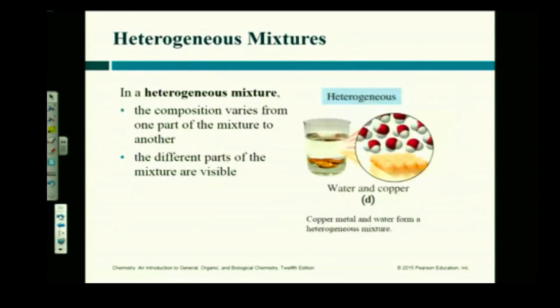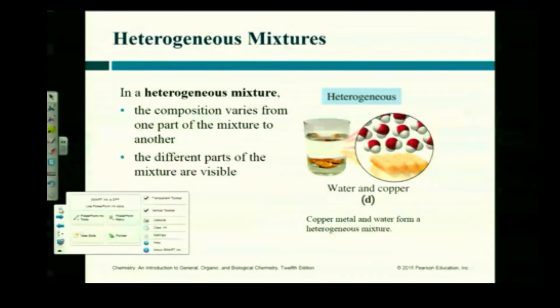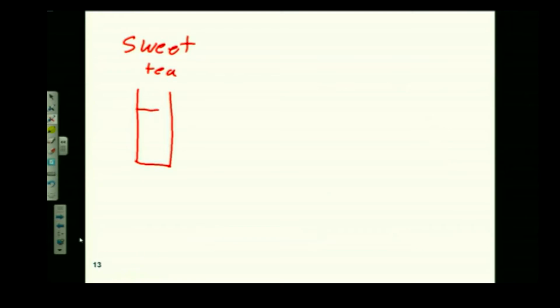Now, a heterogeneous mixture is different throughout. It changes. So the example that I have here is a cup with some pennies in it. And I don't know why anybody would do that, but I have a better example. Who in here grew up in North Carolina? I did. What do we drink in North Carolina? Sweet tea. Pepsi. Sweet tea works for the example, Pepsi doesn't work.